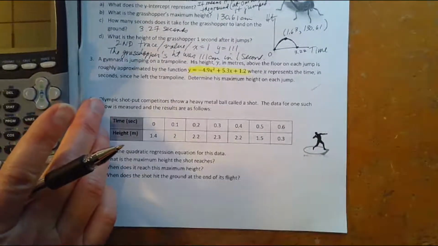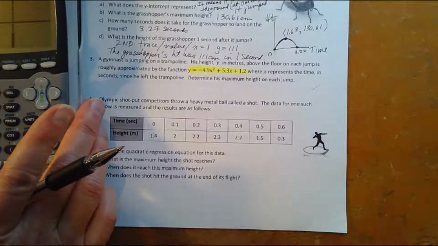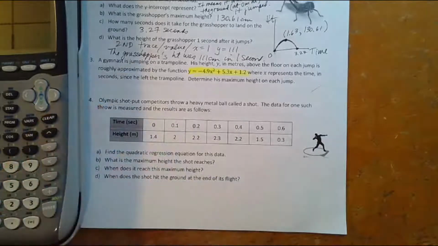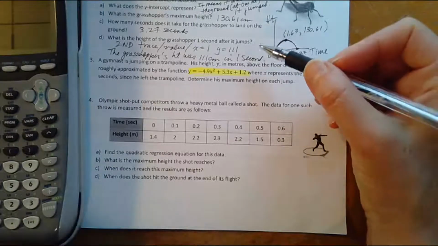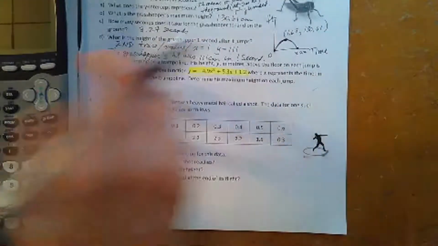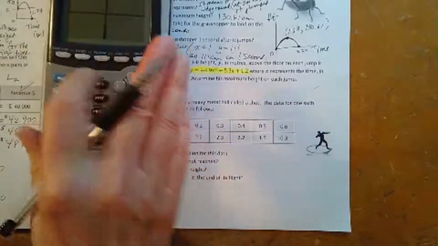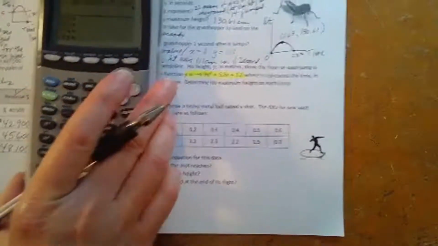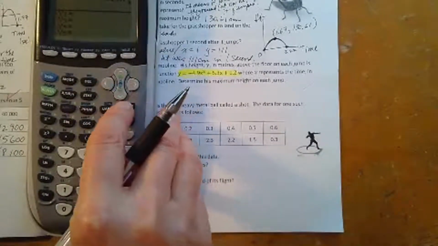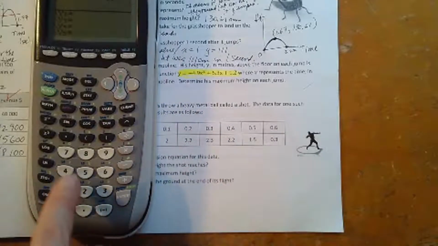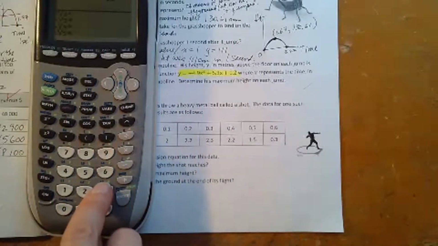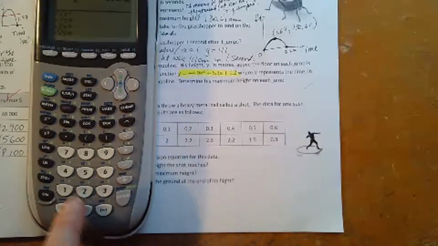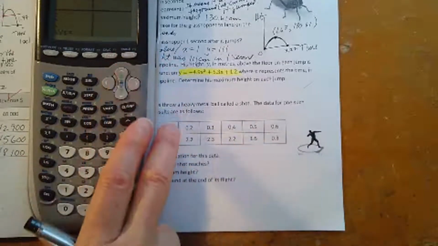Again, a gymnast is jumping. Determine the maximum height. All right, so let's see. It seems like if he's jumping, I'm going to try and figure out what this one would be. Whoops, I entered something in wrong. Negative 4.9x squared plus 5.3x plus 1.2. Let's see what the graph looks like now.